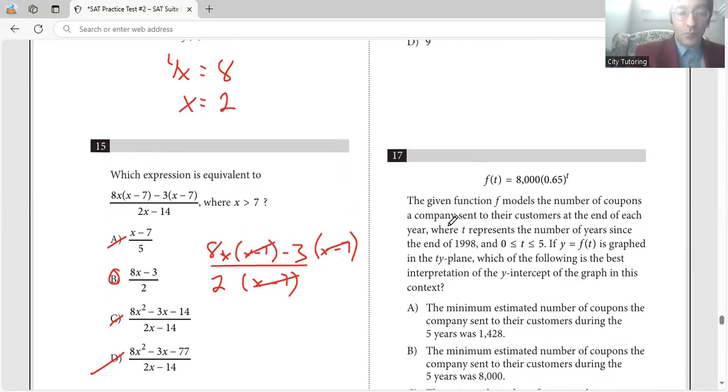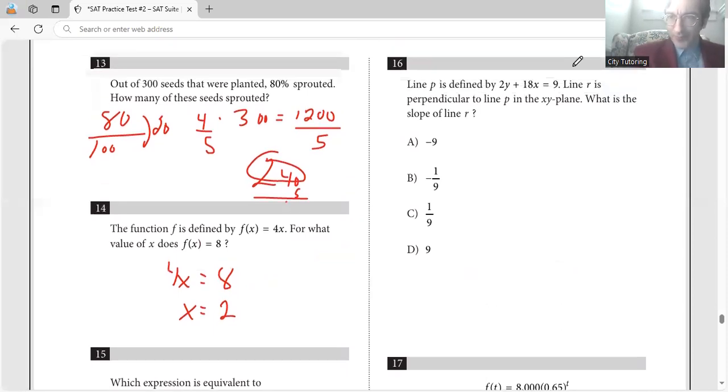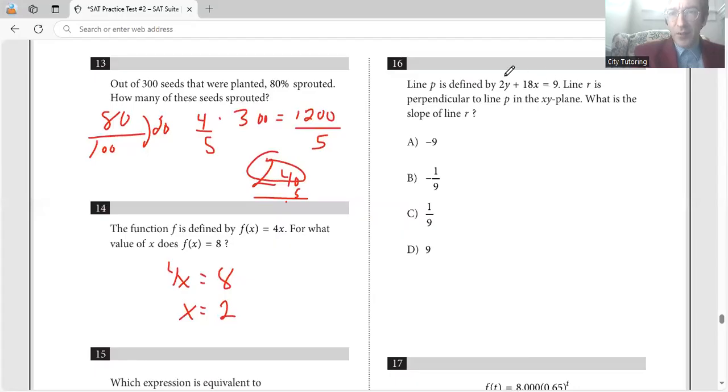But, all right, now number 16 rather. It says the slope of line P is defined by 2y plus 18. Okay, whenever I get an equation like this, I like to put it in slope-intercept form, because this is in standard form. So you've got to know that line R is perpendicular. Well, the slopes of perpendiculars are always the negative reciprocals. So in this case, it would be the negative reciprocal of line P.